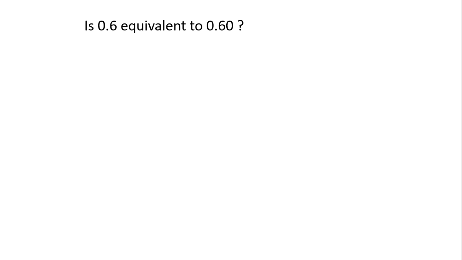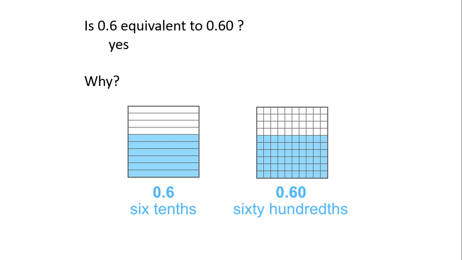Now let's think about these decimal numbers and the fact that even when they don't look the same, they can represent the same value. So the question is, is 6/10ths equivalent to 60/100ths? Does it represent the same value? Well, the answer is yes, and it's pretty easy to see if you look at some area models.